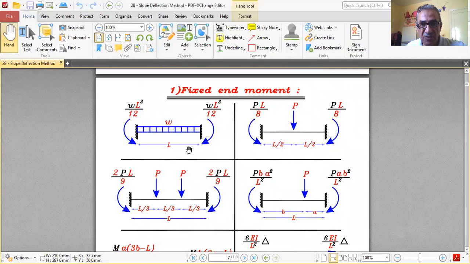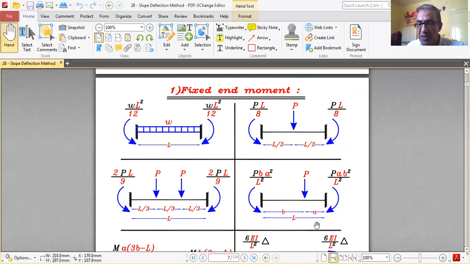Fixed end moments continued. We're just reviewing this fixed, and then we have W and L. We have WL squared over 12 on each side. P load on horizontal beam fixed: we have PL over 8, PL over 8 on both sides. Two P's at 1/3 of the beam: we have 2PL over 9, 2PL over 9, the fixed end moment.